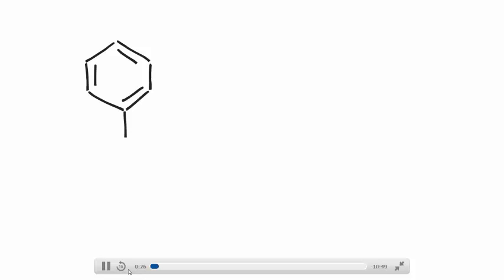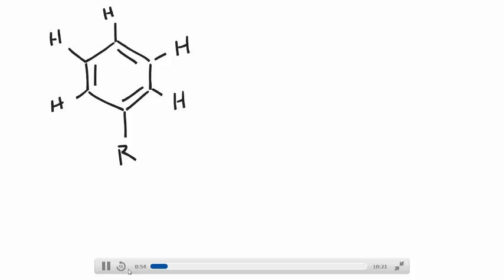There should be some sort of a group attached to the ring other than a hydrogen, although hydrogens are acceptable. You can just do this with a benzene. You can do this with more than one substituent as well. But you need to understand how that substituent or substituents influence the ring. The ring is going to act as your nucleophile. It's going to act as your electron source for whatever your electrophile is.